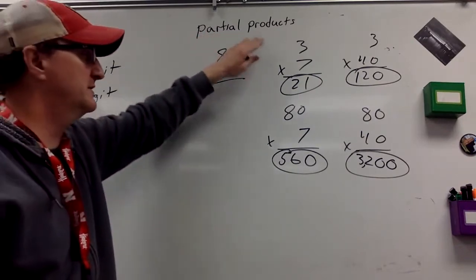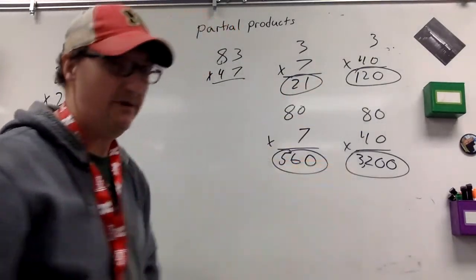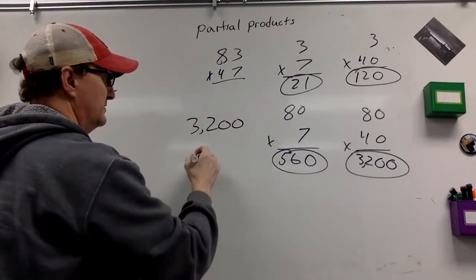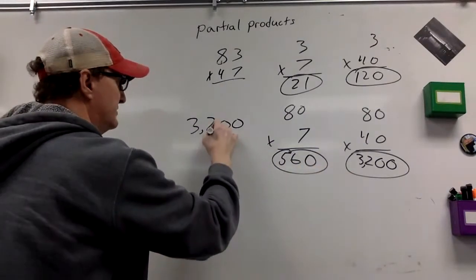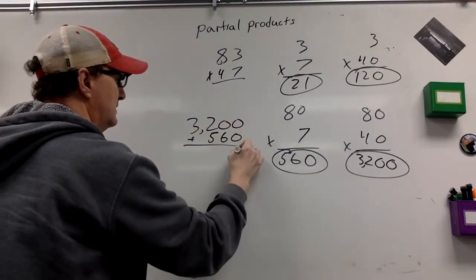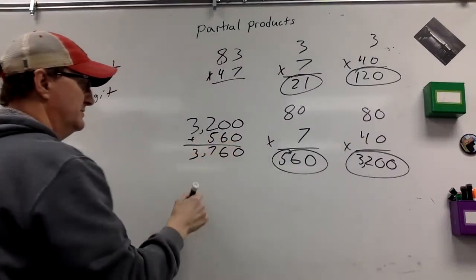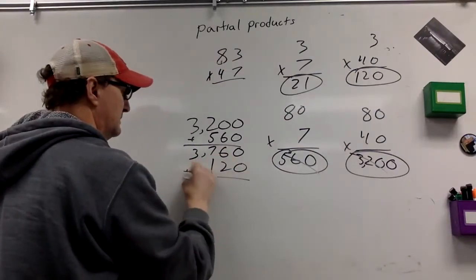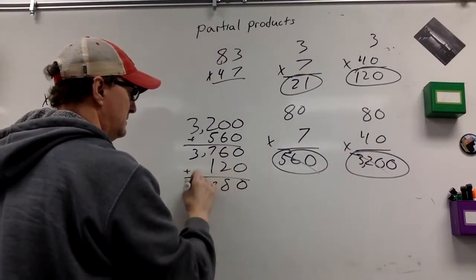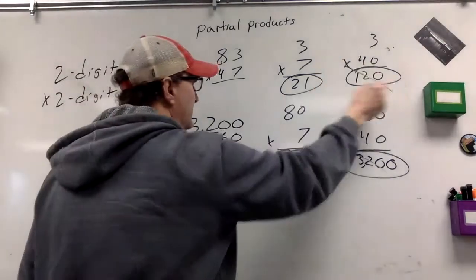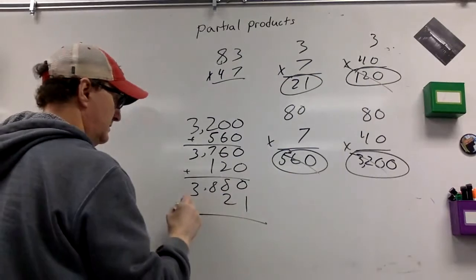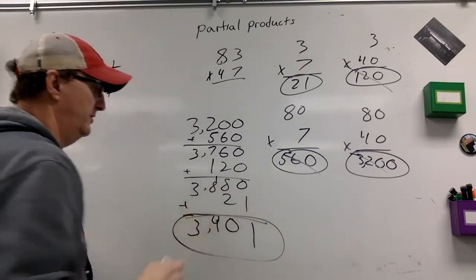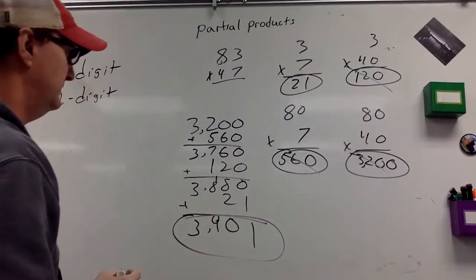So when we have partial products, we take all these partial products and we add them back together, right? I start with the largest and work my way down to the smallest. So 3,200 plus 560 is 3,760, so I've added those two. Let's add 120. 3,880, we've added that. Let's add 21. We get 3,901.